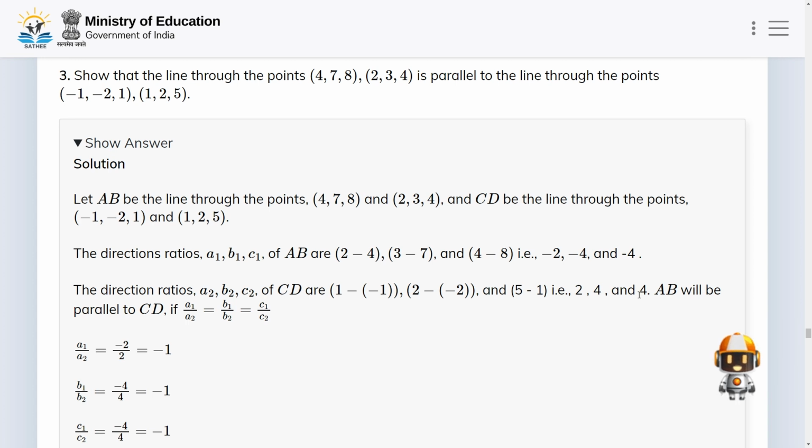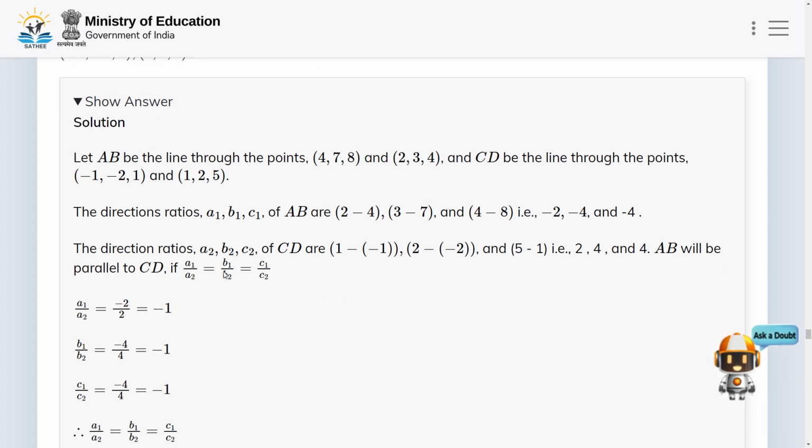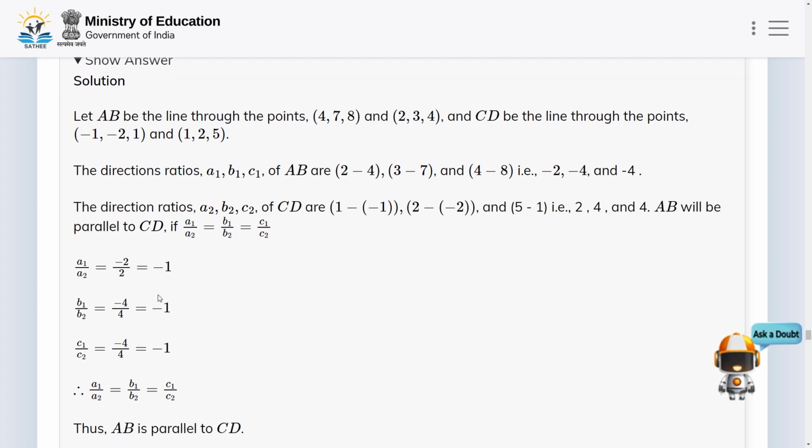If you are getting the corresponding components, then this means that you are having 2 parallel lines. Or if you want to say, if you find out the ratios of the corresponding components, for example, -2 divided by 2, -4 divided by 4, -4 divided by 4, then you must get the same scalar as your ratio. As you can see, A1 by A2 must be same as B1 by B2 must be same as C1 by C2. So in all the cases you will get -1. This means this is happening.